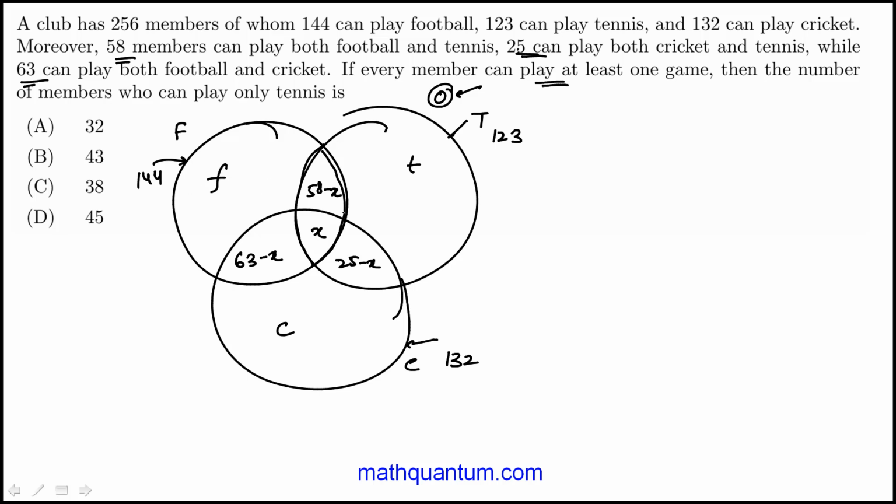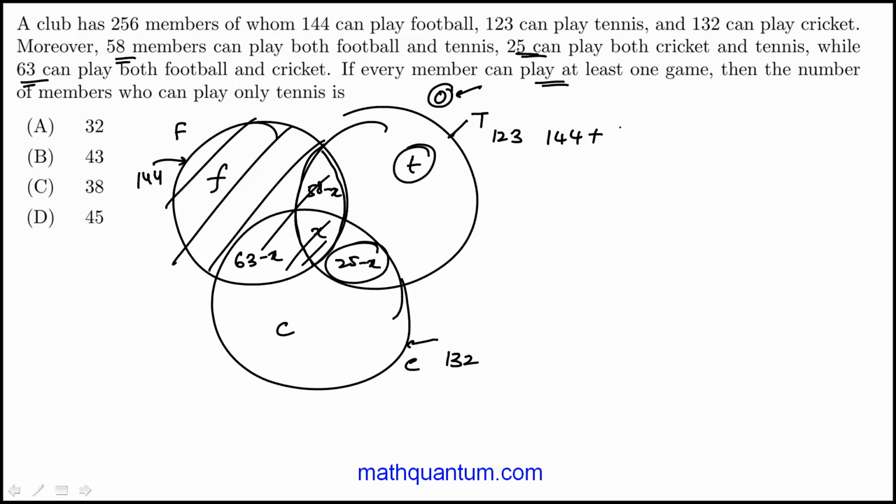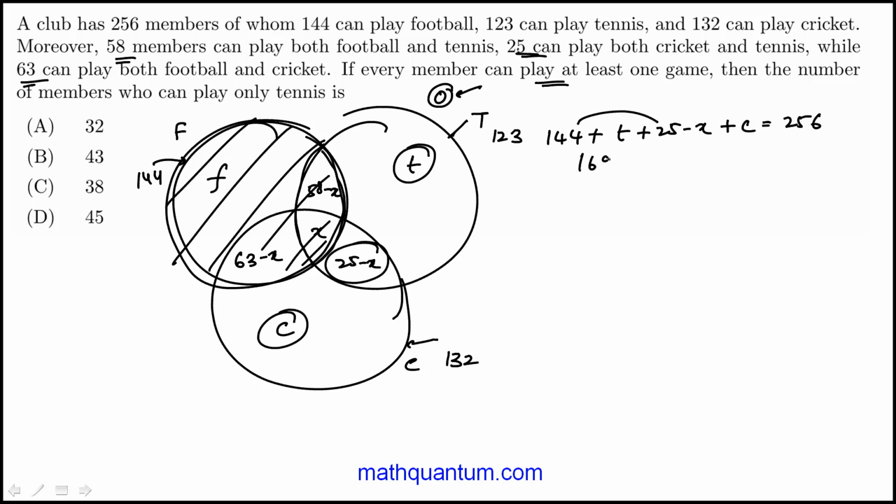So if I were to add all of these, and there are different ways to do it, that circle is 144. Then I have to add T plus 25 minus X plus C, because remember this circle I've already counted, and that has to be 256. So I can simplify this. That's 169 plus T plus C minus X. And now I have to figure out T and C in terms of X.